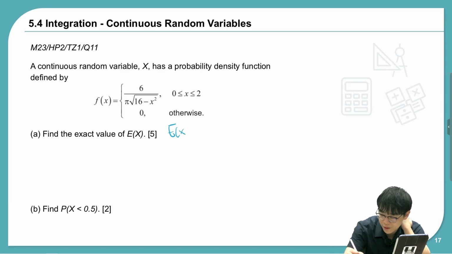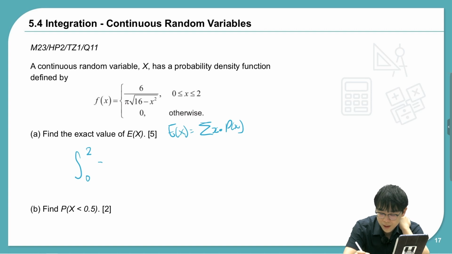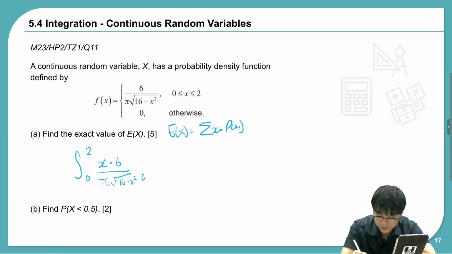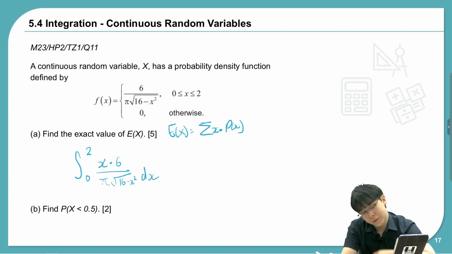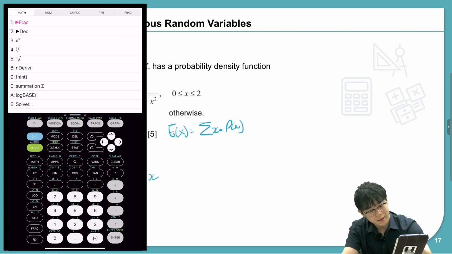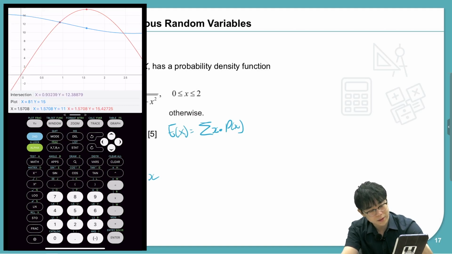Expected value of x is multiplying x with your respective probabilities and summing it up. In the case of PDFs, we would just integrate from 0 to 2 of x times f of x. So f of x would just be 6 over this whole thing. So x times 6 over pi root 16 minus x squared dx. So we might just go to our calculator to find our integration, which I'll do for now.